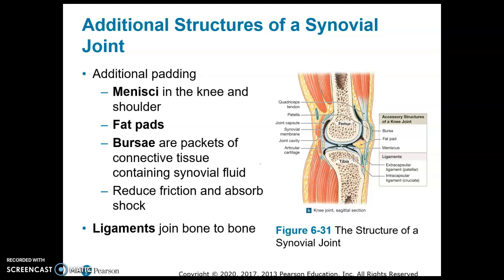You're going to see ligaments, which join bone to bone. In the knee, there are the anterior cruciate ligaments and the posterior cruciate ligaments. There are tendons. The quadriceps tendon and the patellar ligament are continuous with one another. The quadriceps tendon connects the quadriceps muscles to the patella, the kneecap, and then the patellar ligament, which is just a continuation of that quadriceps tendon, connects the patella to the tibia.